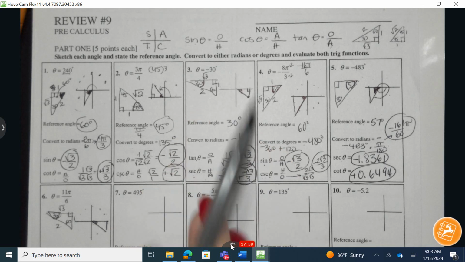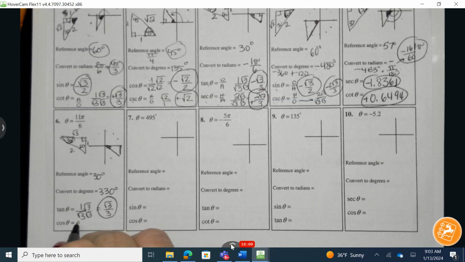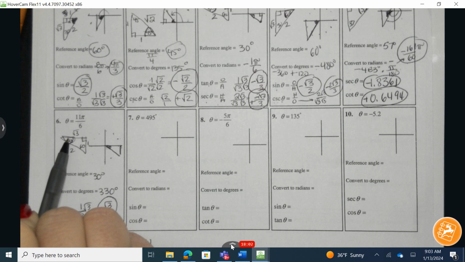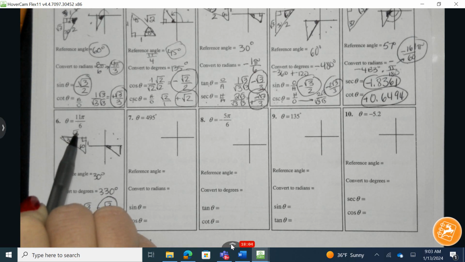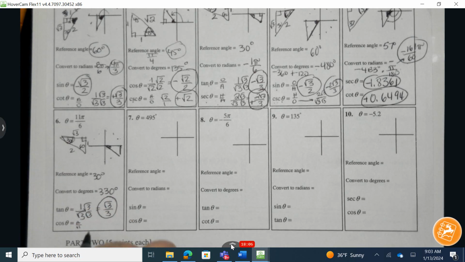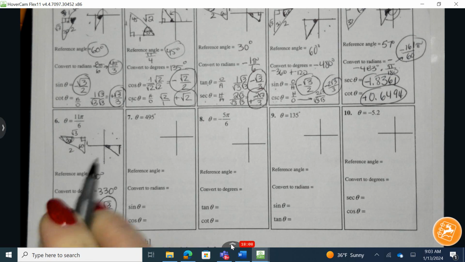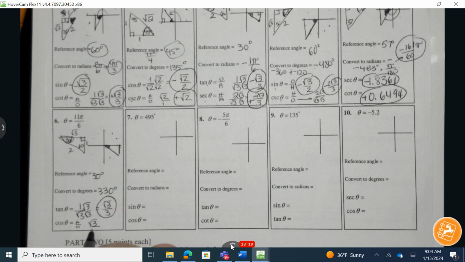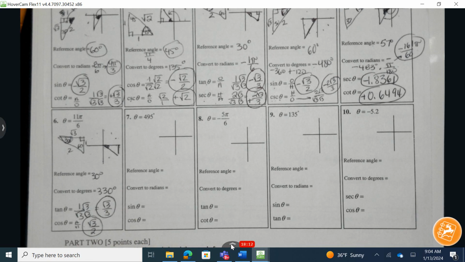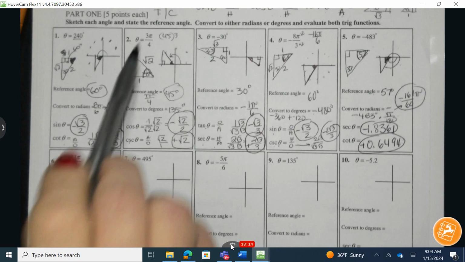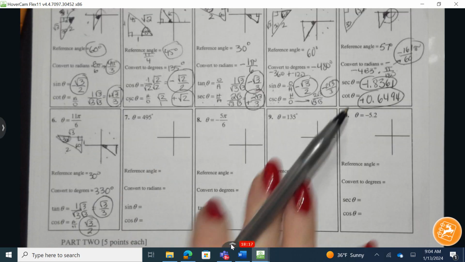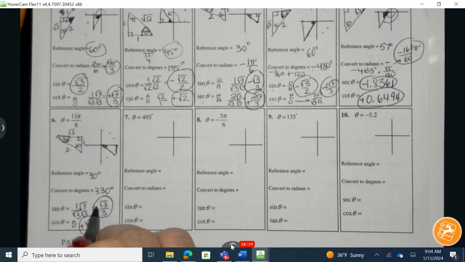Cosine is adjacent over hypotenuse. Adjacent means it's the side that's creating the angle, but it can't be the hypotenuse. So radical 3 over hypotenuse, which is 2. Okay, this lands in quadrant 4, and in quadrant 4, only the cosines are positive. So positive and negative.